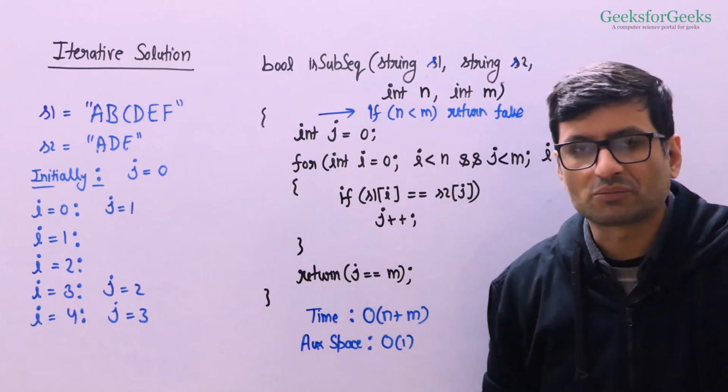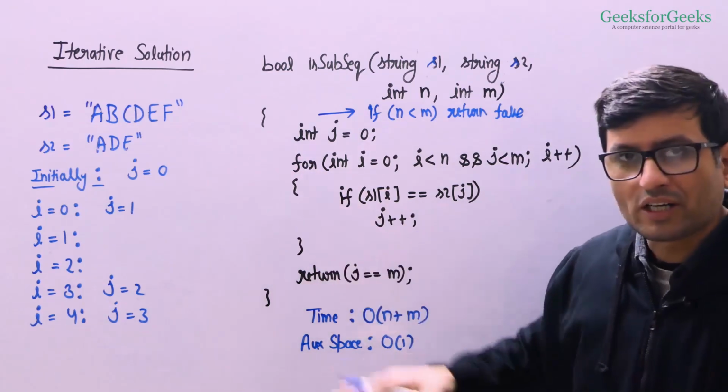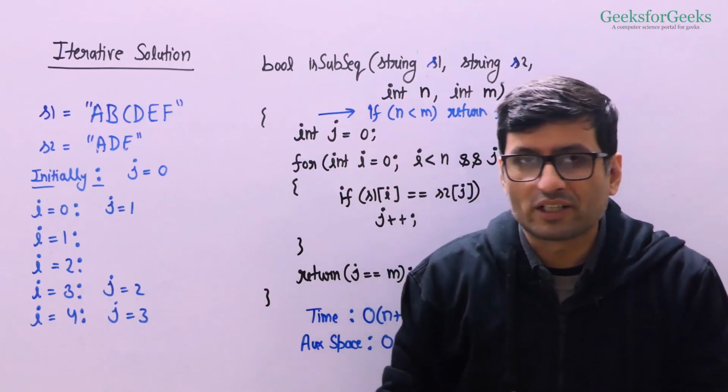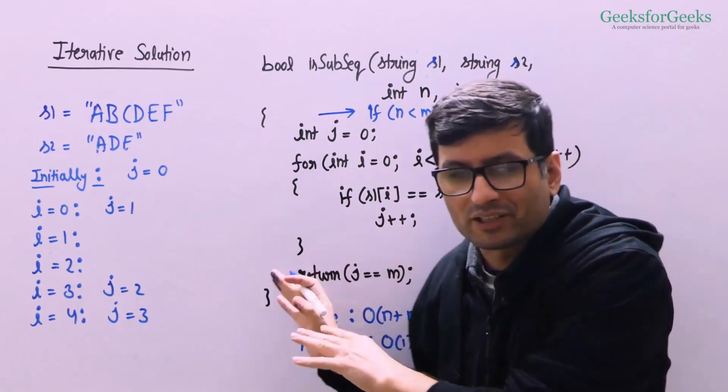Because if S1 is smaller, then S2 cannot be a subsequence of it. So this is our iterative solution. Now please pause this video and try to write down a recursive solution. See, recursive solution is not going to be better than this.